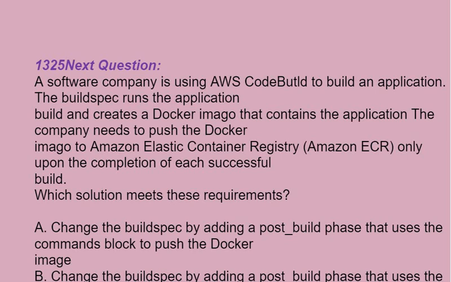Question: A software company is using AWS CodeBuild to build an application. The buildspec runs the application build and creates a Docker image that contains the application. The company needs to push the Docker image to Amazon Elastic Container Registry (Amazon ECR) only upon the completion of each successful build. Which solution meets these requirements?